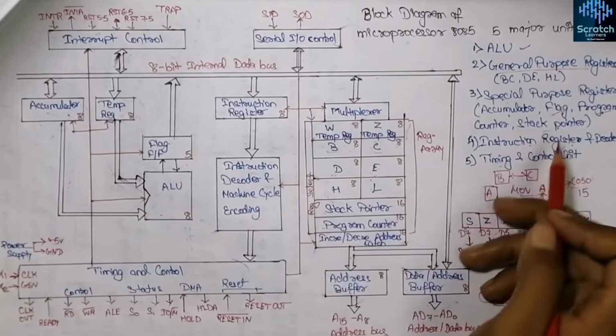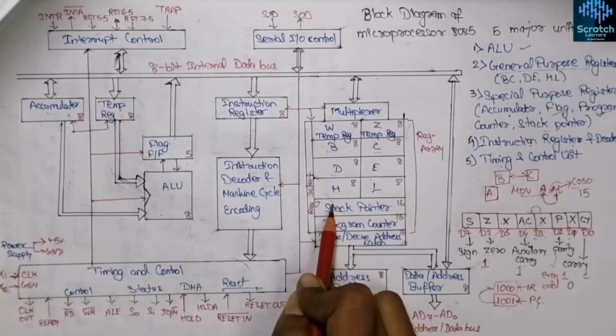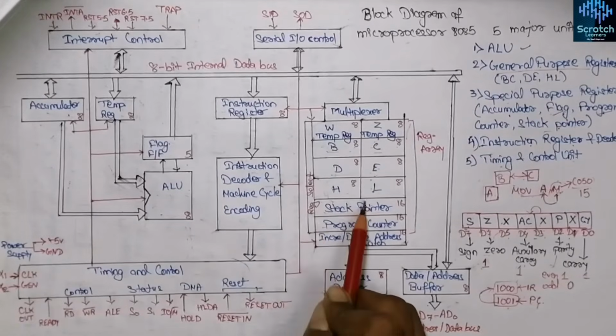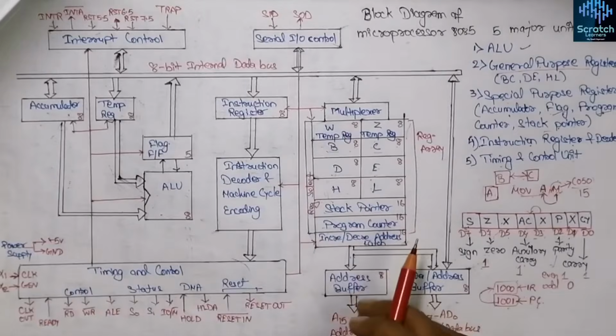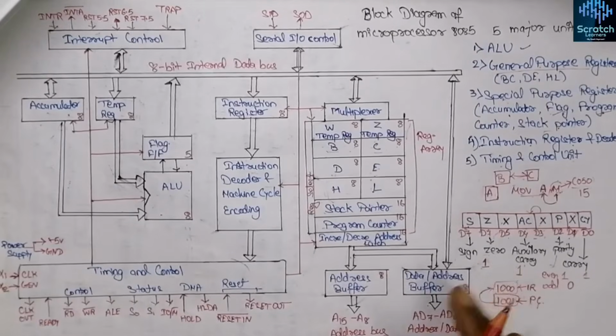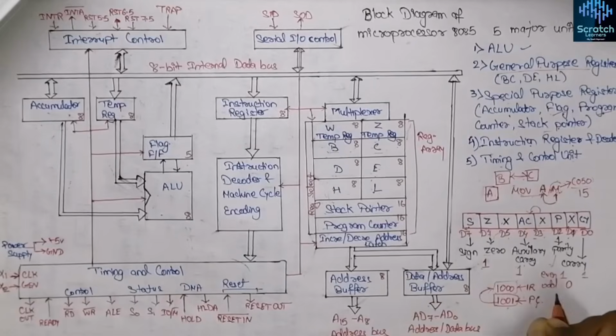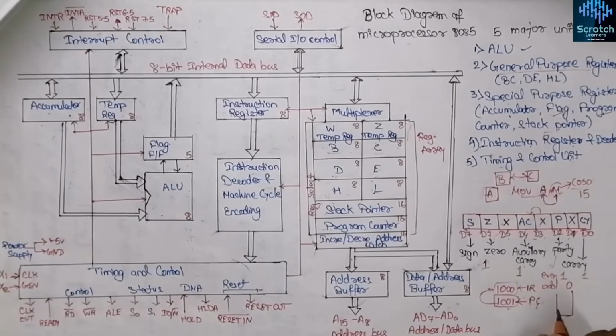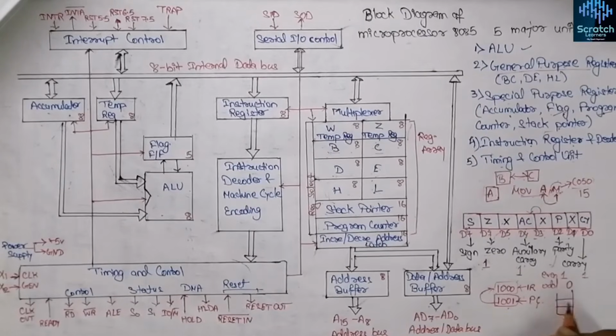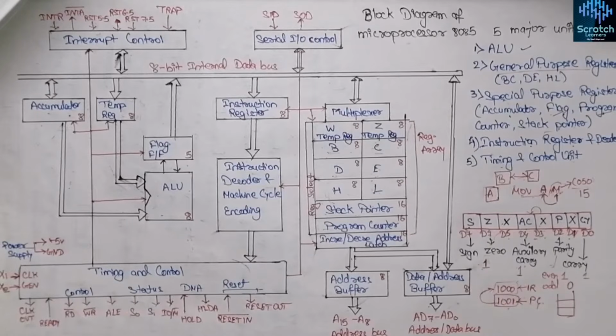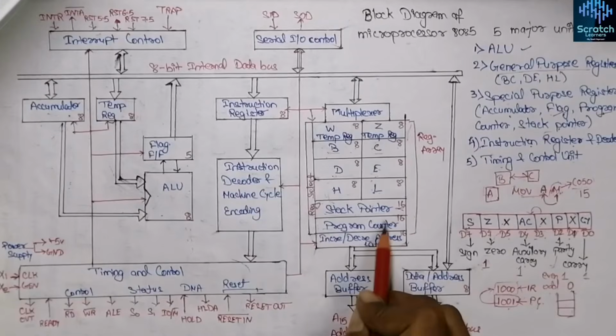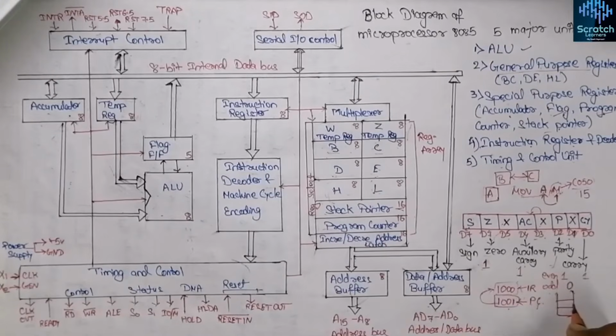Then the next one is the stack pointer. As we know, a stack is an array of memory locations organized in LIFO order, that means last in, first out. We know a stack looks like this, and we go on putting elements on the top of the stack. When we pop an element, it will be popped in last in, first out order. This stack is accessed using a 16-bit pointer called the stack pointer. So the top content will be pointed to by the stack pointer.